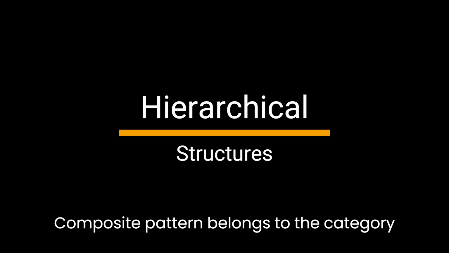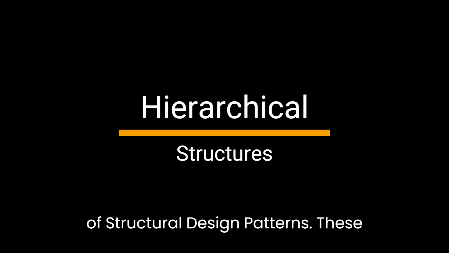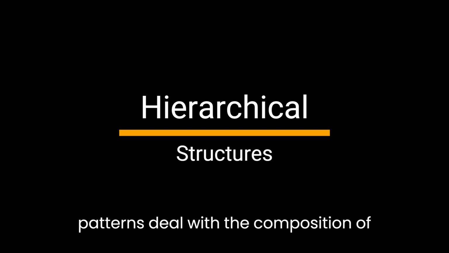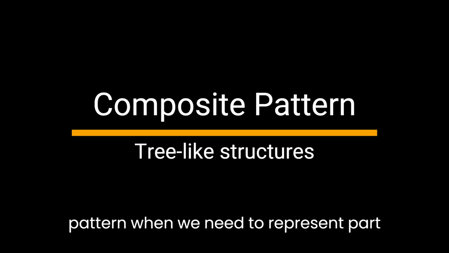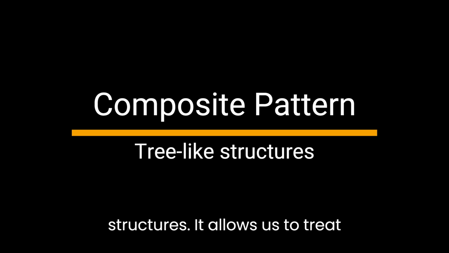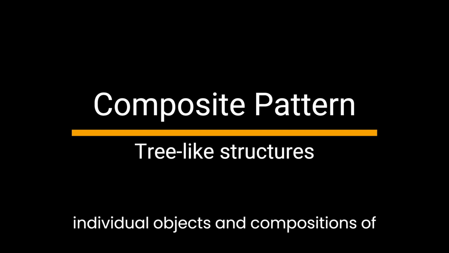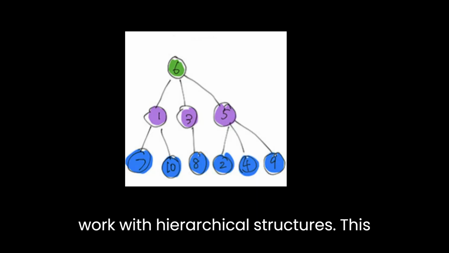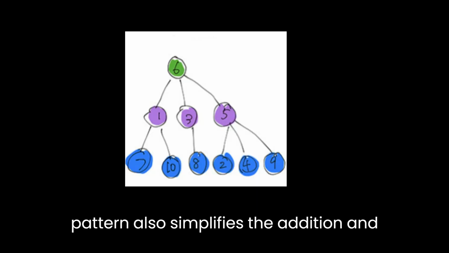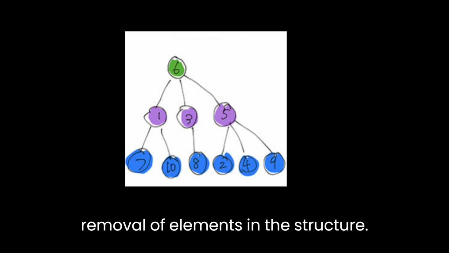The composite pattern belongs to the category of structural design patterns. These patterns deal with the composition of classes and objects to form larger structures. We use the composite pattern when we need to represent part-whole hierarchies or tree-like structures. It allows us to treat individual objects and compositions of objects uniformly, making it easier to work with hierarchical structures. This pattern also simplifies the addition and removal of elements in the structure.